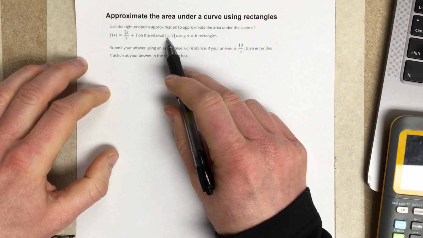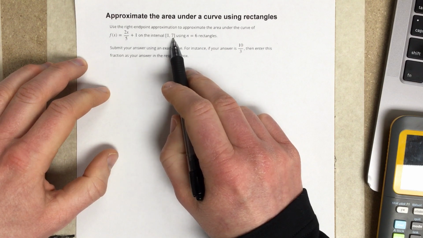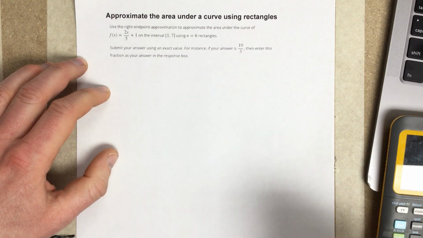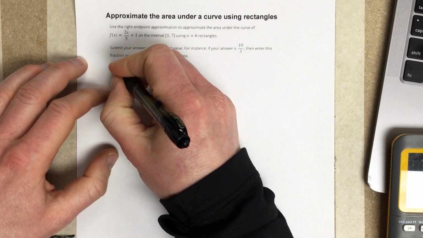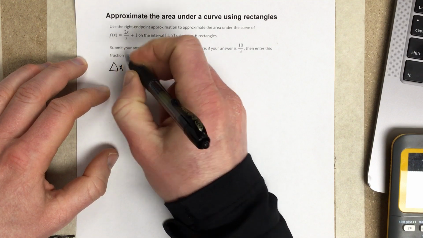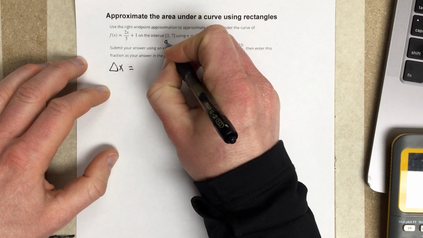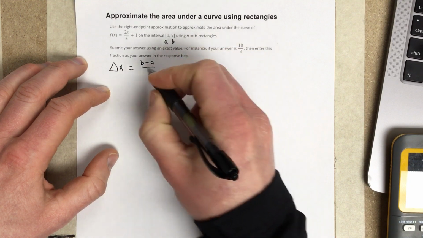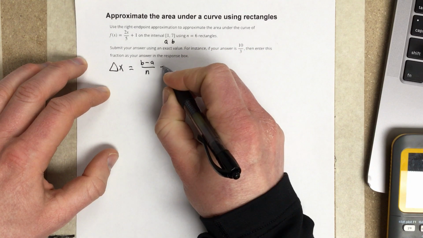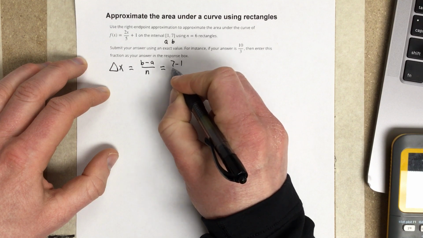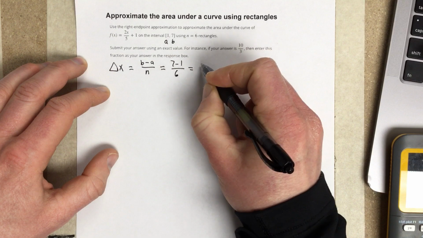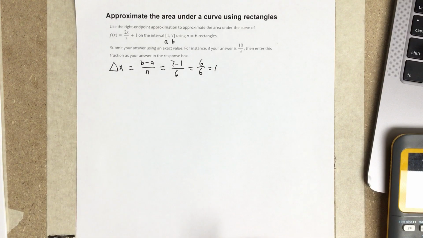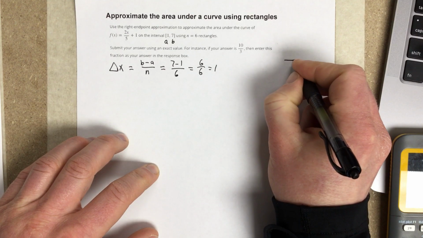So when they tell us that we want to find this right endpoint approximation for 1 to 7 and they want us to use 6 rectangles, they're basically telling us the width that they want us to use for each rectangle. We need to find that by saying that change of x, which would be the width, is equal to, I'm going to label this a and b, so this is b minus a divided by n, the number of rectangles that I'm going to split that into. So I get 7 minus 1 divided by 6, which is 6 over 6, which is 1. So change of x for this problem is going to be 1, and that's going to be the width of our rectangle.